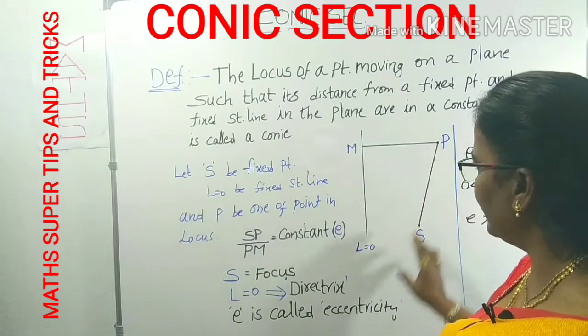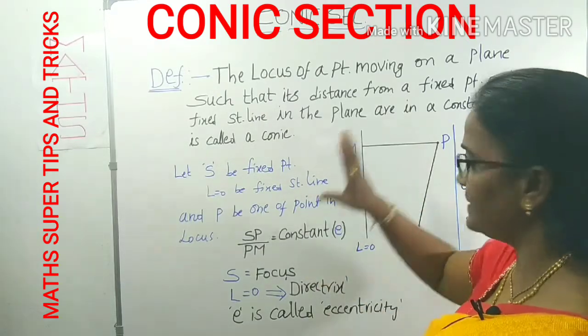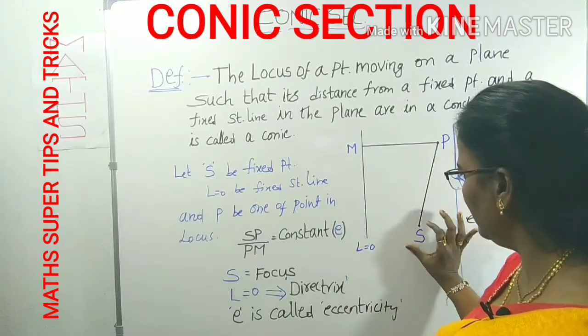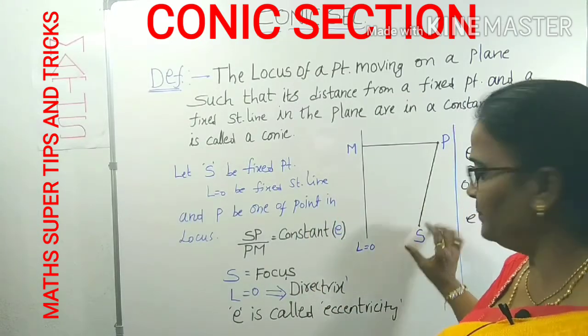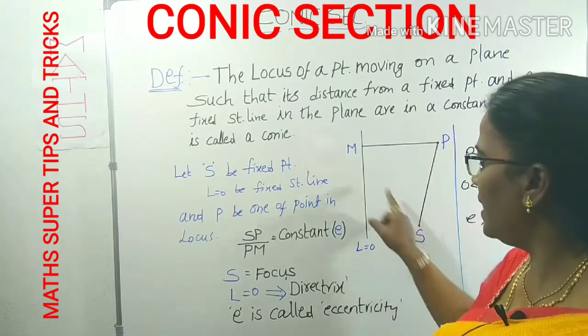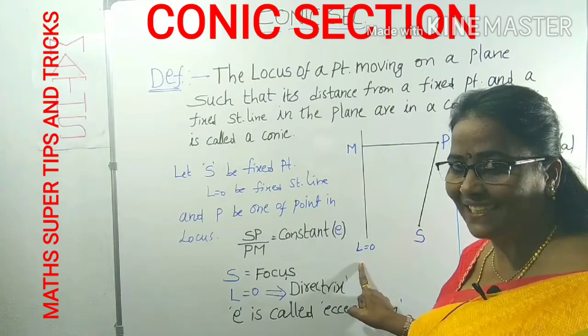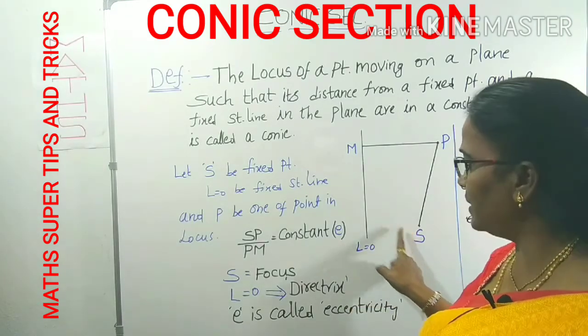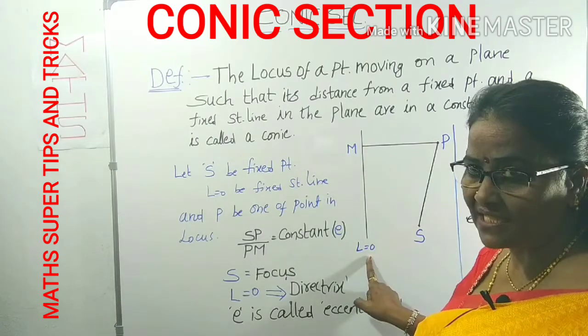I have mentioned some letters here. This is a board, think of it as a plane. In this plane there is a fixed point here, I have taken as S. This is a fixed point, and this is a fixed straight line in this plane. Here S is taken as a fixed point. L equals 0 is a fixed straight line.